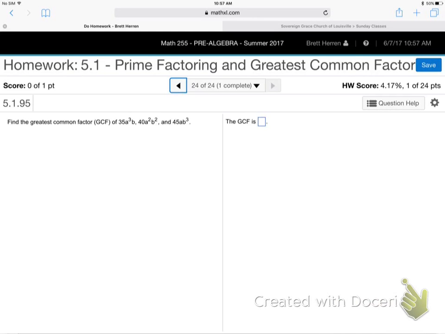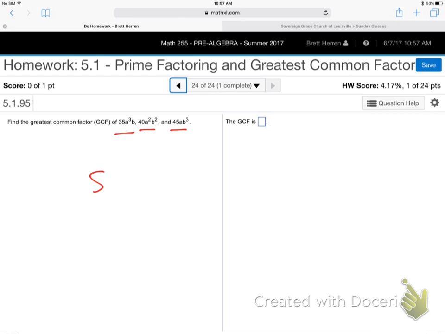All right, try that one. So 35a cubed b, 40a squared b squared, 45ab cubed. So find a number. Use your calculator if you're not sure. Find a number that divides into all 3 of those. What are those all 3 divisible by? Yeah, 5. Good. You good with that?